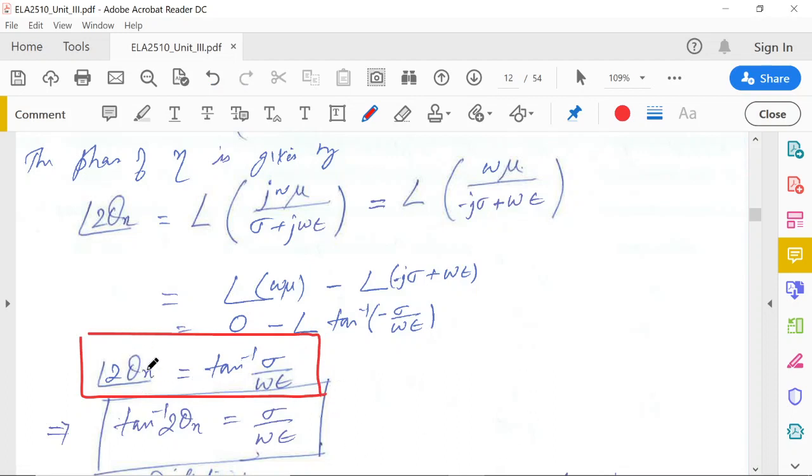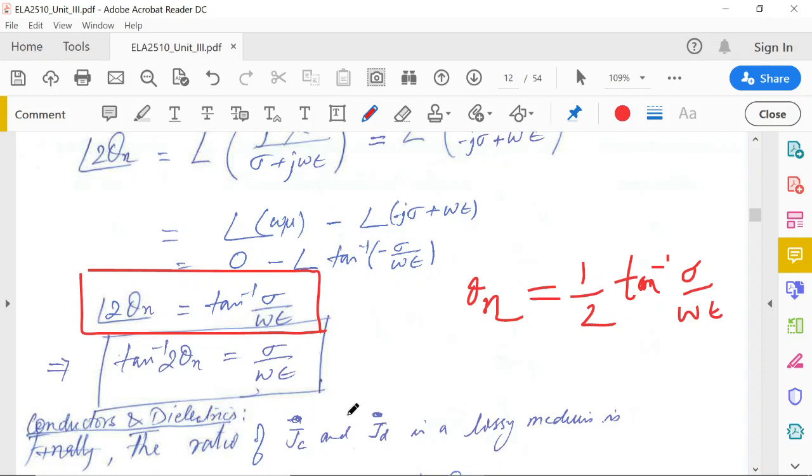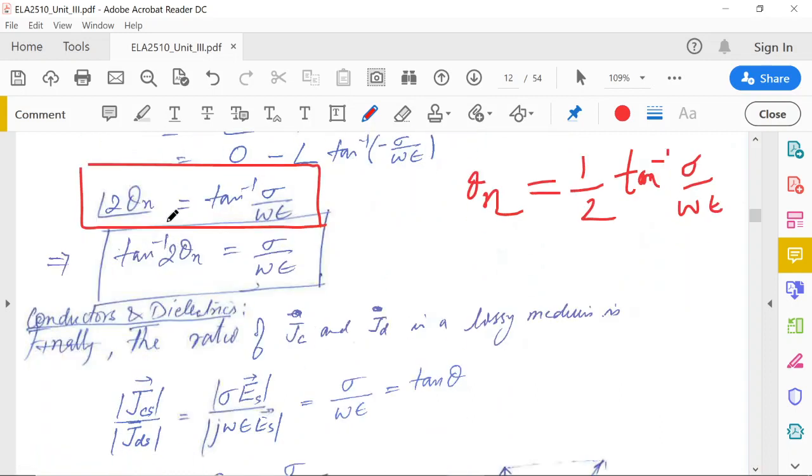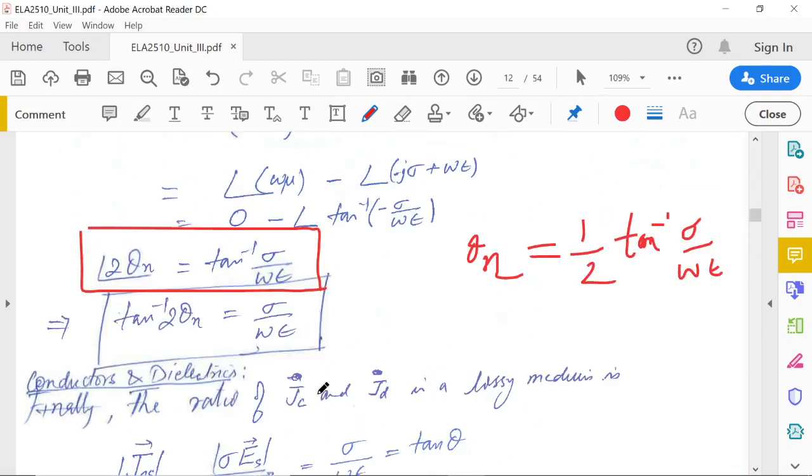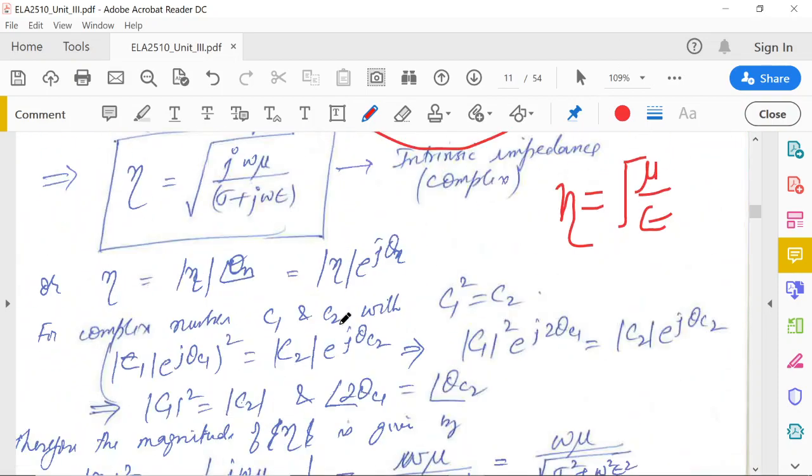Theta n is the phase of this eta, and theta n will be equal to half of tan inverse of sigma over omega epsilon. So you can rewrite it here: tan of 2 theta n equals sigma over omega epsilon. So you can find theta n here. This is how the conclusion is important.